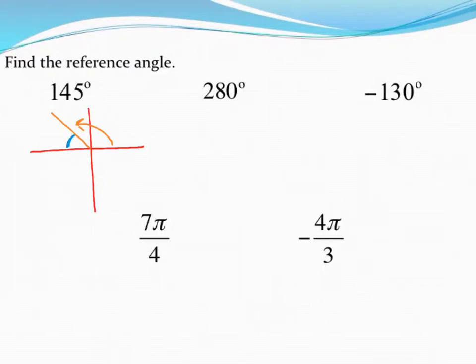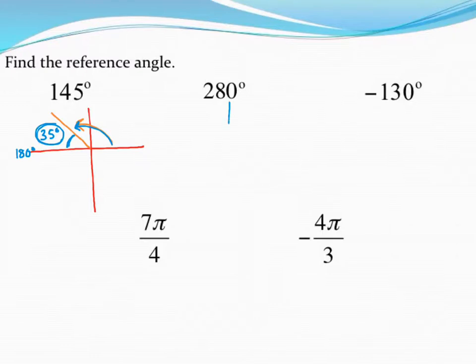Like I said, using some simple geometry and the fact that I know that this is 180 degrees, all I have to do is figure out, if I've gone 145 to get here, how much further do I need to go to get to 180 degrees? Doing some simple subtraction, that tells me I've got 35 degrees farther to go, so 35 degrees is going to be my reference angle. Okay, it's that simple, no formulas required.